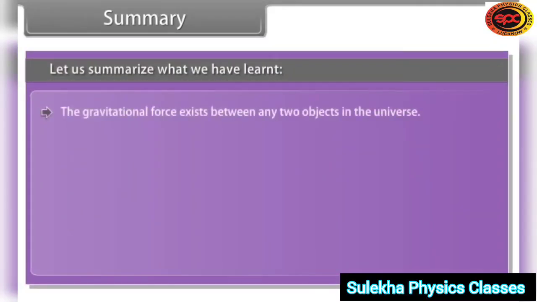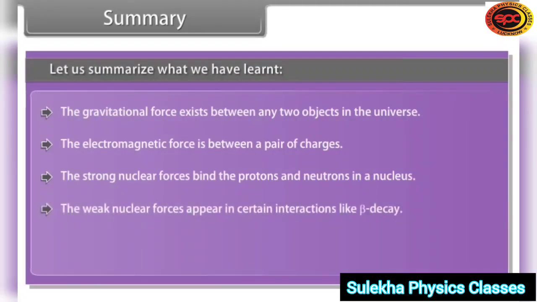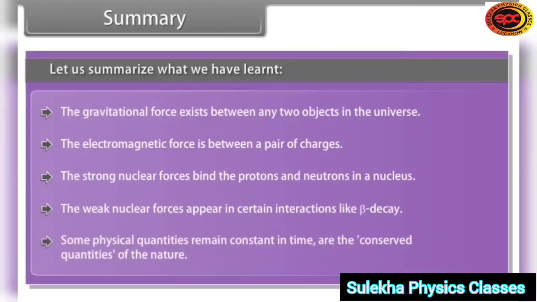The gravitational force exists between any two objects in the universe. The electromagnetic force is between a pair of charges. The strong nuclear forces bind the protons and neutrons in a nucleus. The weak nuclear forces appear in certain interactions like beta decay. Some physical quantities remain constant in time and are the conserved quantities of nature.